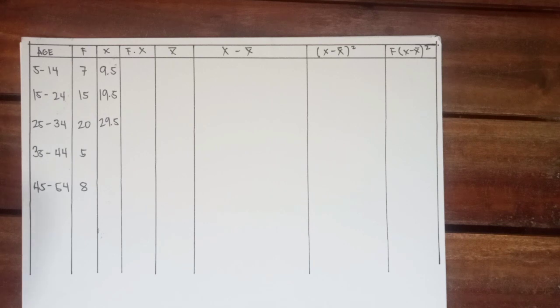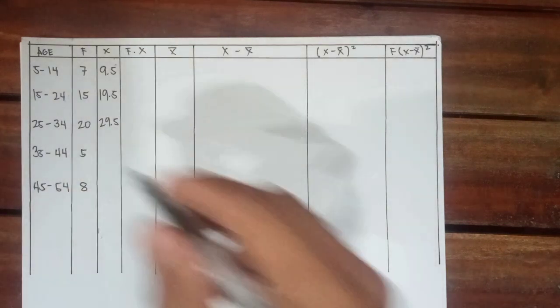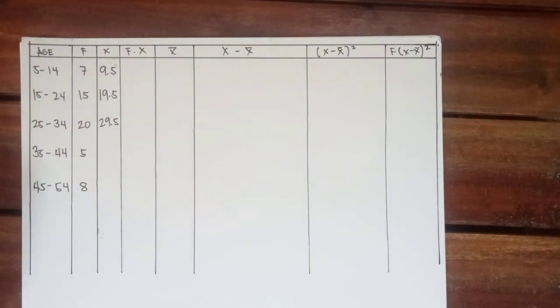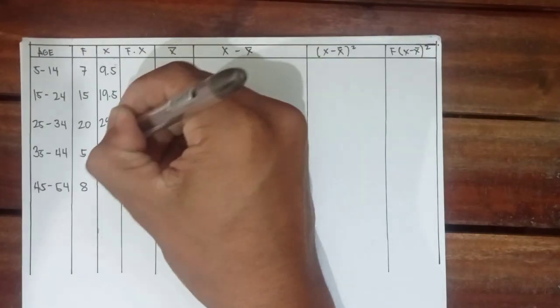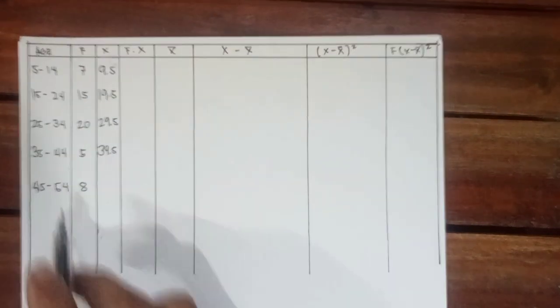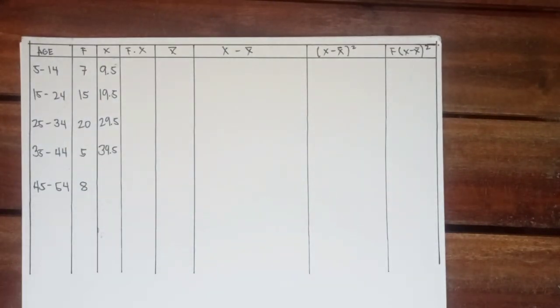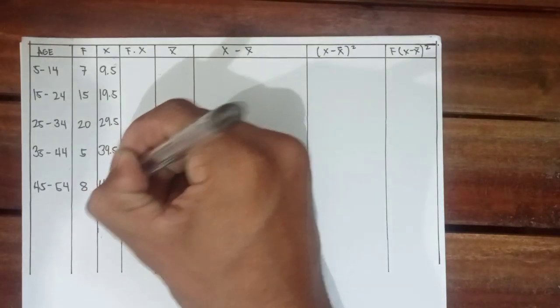So para double check again, gumamit kayo ng scientific calculator or simple calculator lang sa pagkuha ng x. Plus 44 equal to 79 divided by 2. So 39.5. And then let's continue the process. Divided by 2. So 49.5.